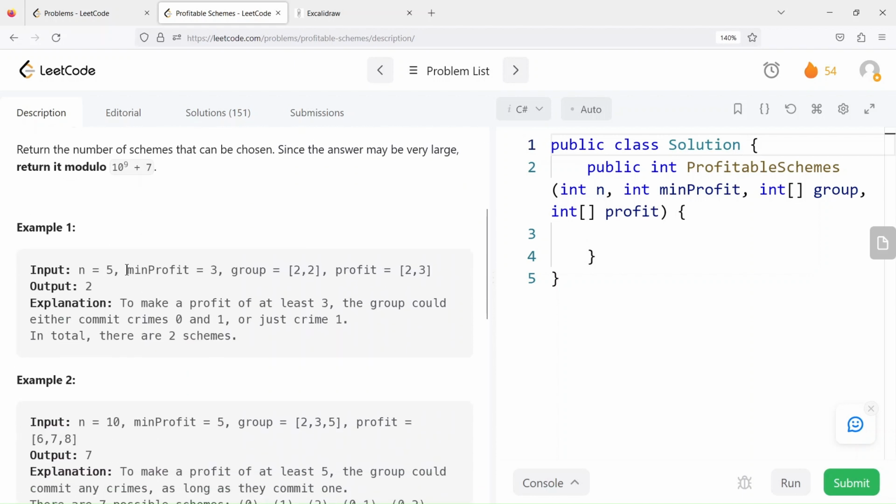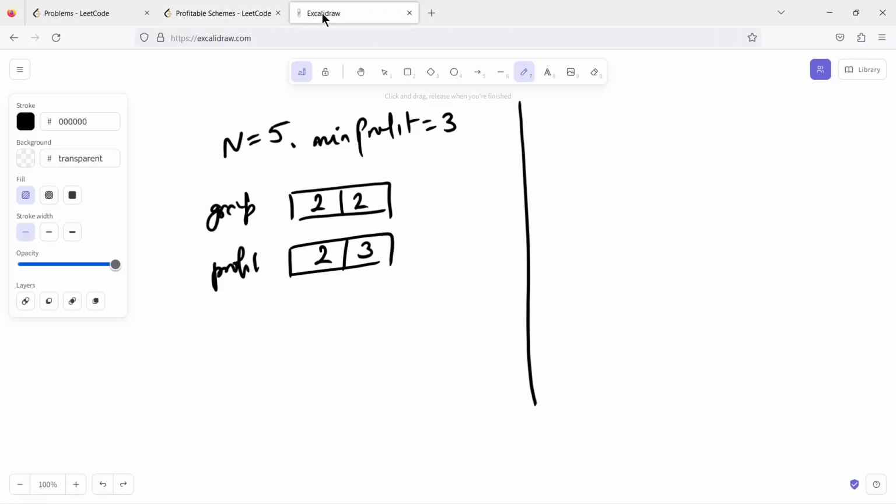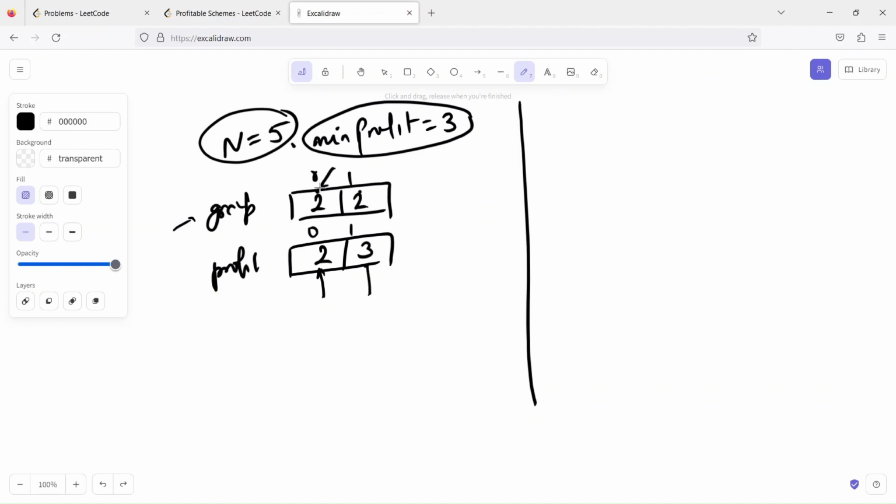So for example, let's draw this thing. Suppose I am given n is 5, that means I have 5 people, 5 criminals, and the total profit I have to make is, say, 3, and the group is that we have two people, 0 and 1. So that means that if I do the 0th crime, I am going to make a profit of 2 and it will require 2 people. Similarly, if I do this crime, then I'm going to make a profit of 3 and the number of people required is 2.